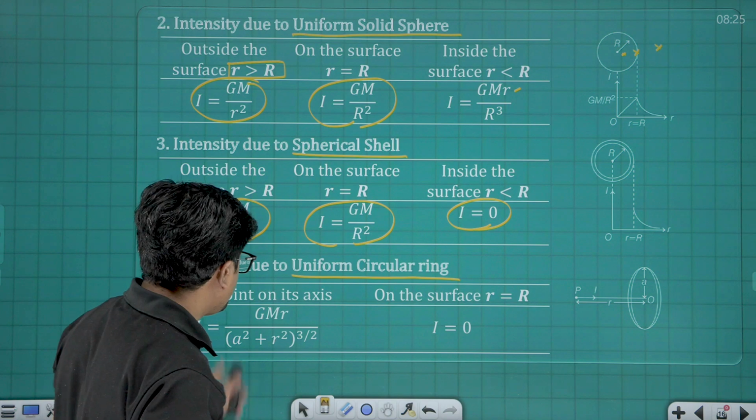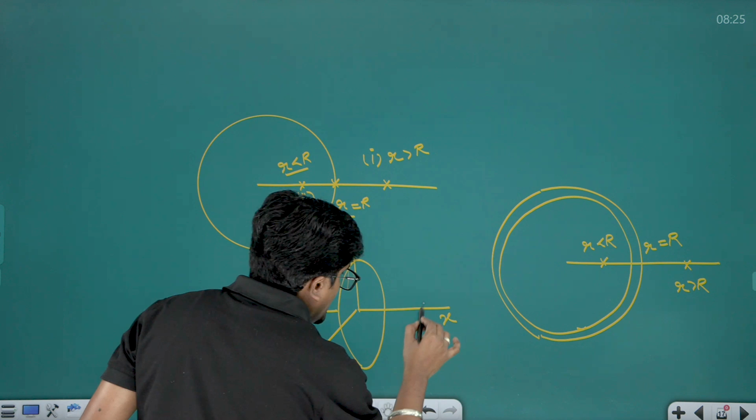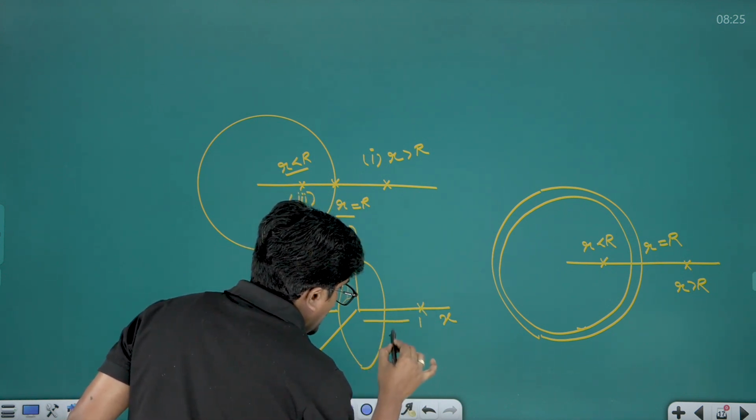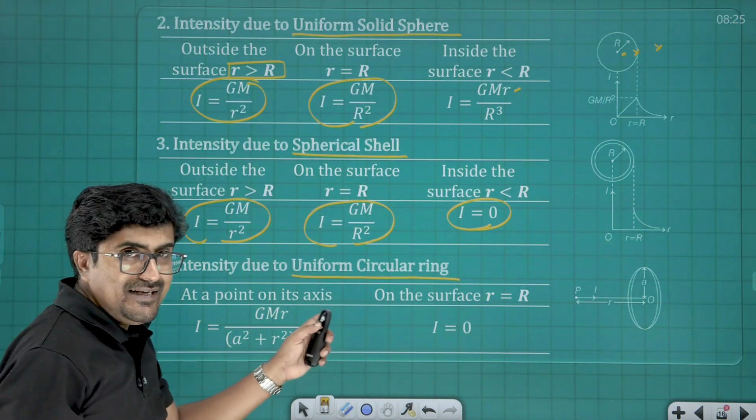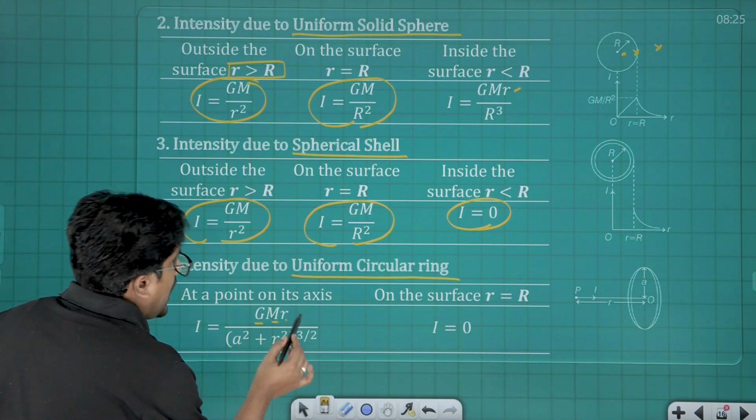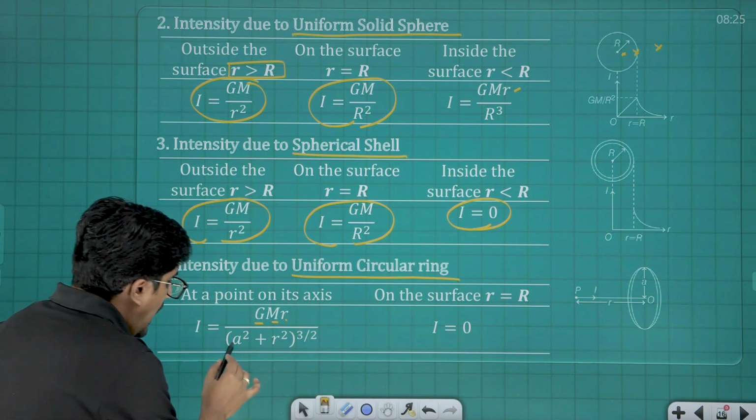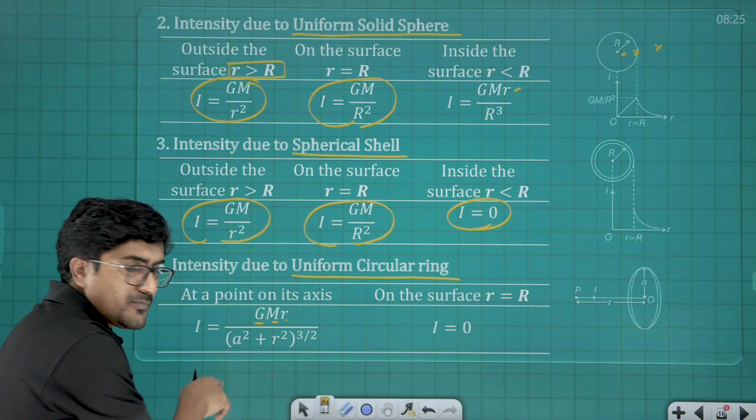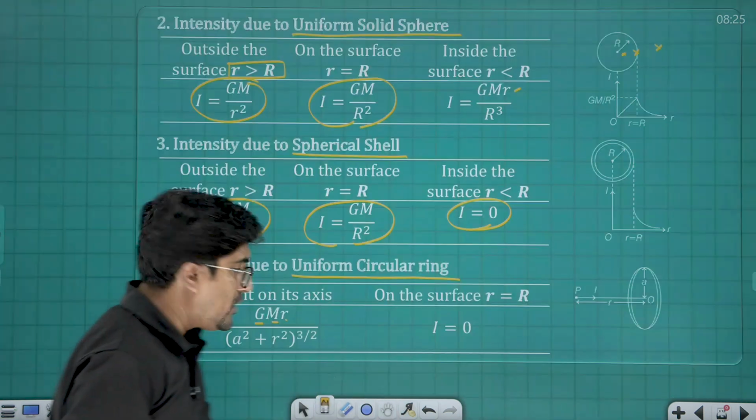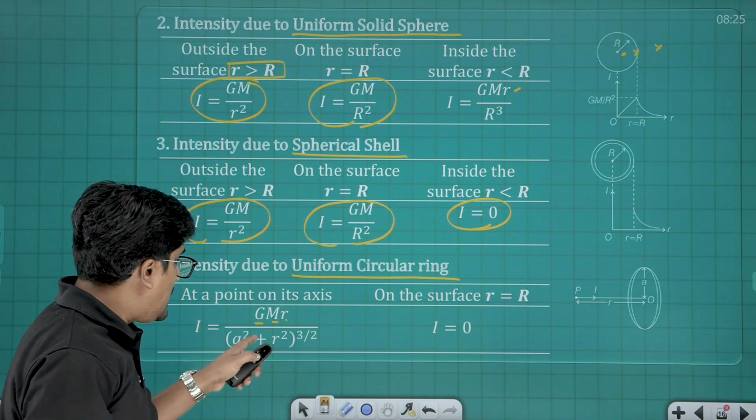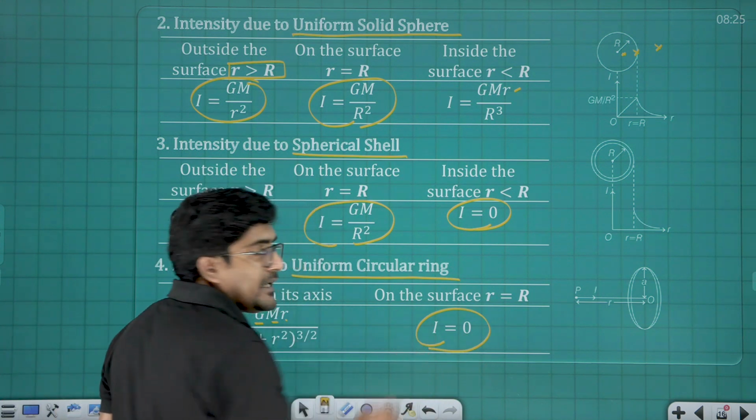Okay, so in that case, at a distance small letter r from the center, that means if I consider a point here which is at a distance of small letter r, and capital R is the radius. Okay, gravitational field intensity is going to be GM into r upon, exactly the same thing there. So here it's written as small letter a. That is only part, it is going to be a square plus r square raised to 3 by 2. All right, and on the surface again I is going to be what?